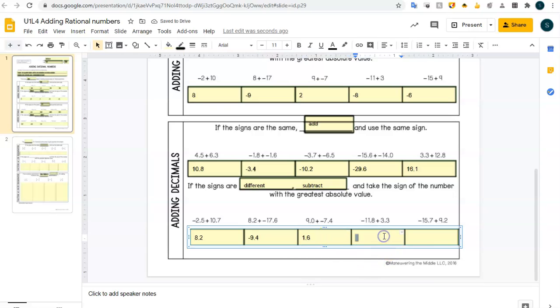Let's look at this term. Should our answer be positive or negative? Well, we've got a positive 3 and a negative 11, so our answer should be negative. So we're going to write up our subtraction just like we normally would with 11.8 minus 3.3. But then we know no matter what we get, our answer is going to be the negative version of that. So there we get 8.5. So our answer is negative 8.5.